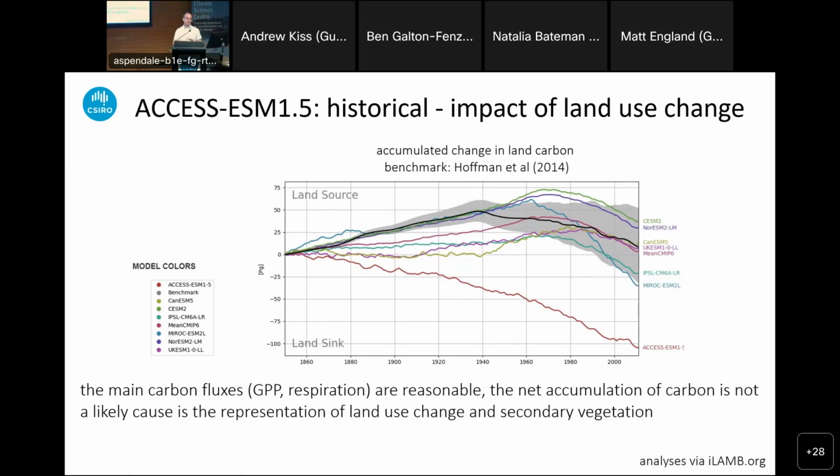And this is despite the fact that when we have a look at our main fluxes, so gross primary productivity and net respiration, those are actually reasonable. But it's the net accumulation of carbon through time. If you want to use your Earth system model for assessment of national-level policy around climate mitigation, we have to get this kind of thing at least closer to the ballpark than it is now. Our likely cause, but it's not the only potential cause, is the representation of land use change and the lack of secondary vegetation in our current Earth system model.